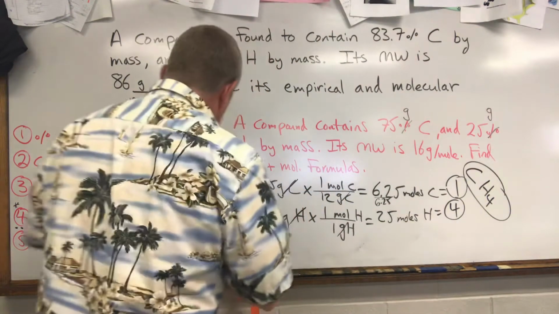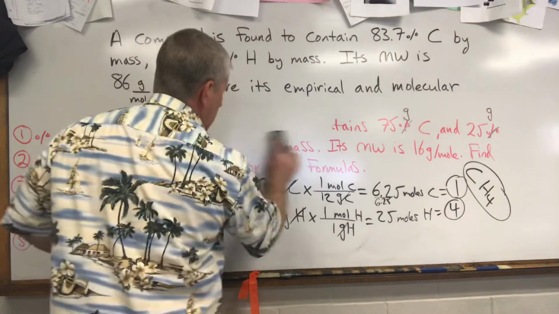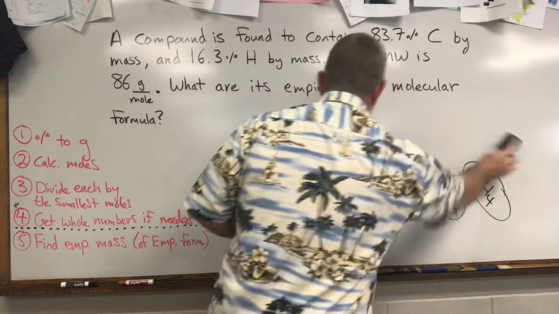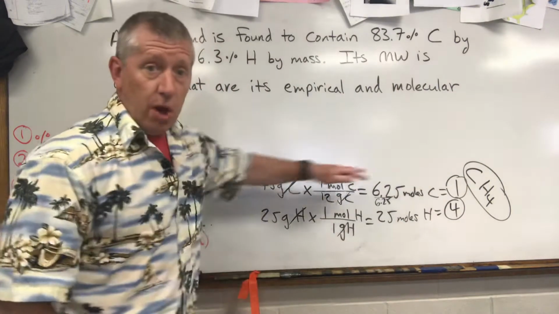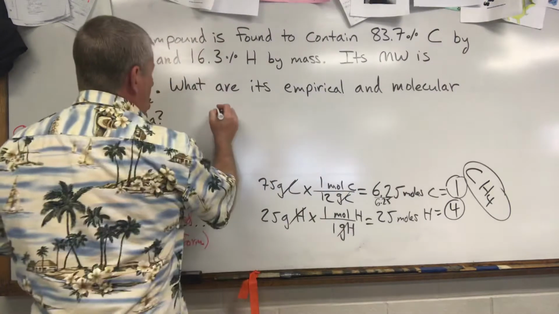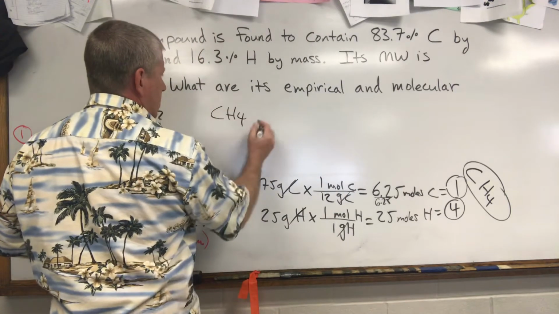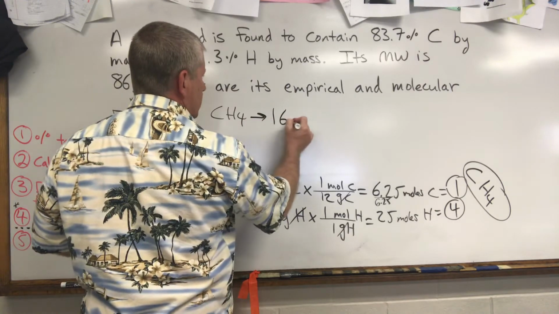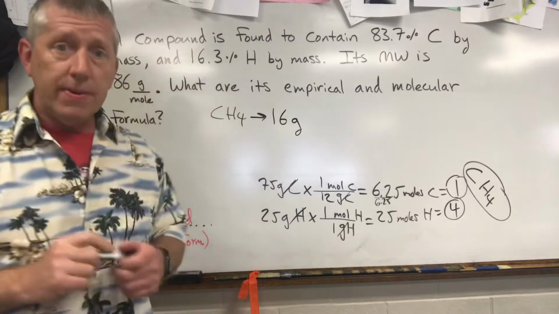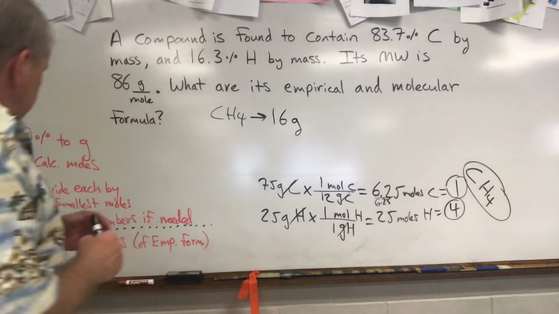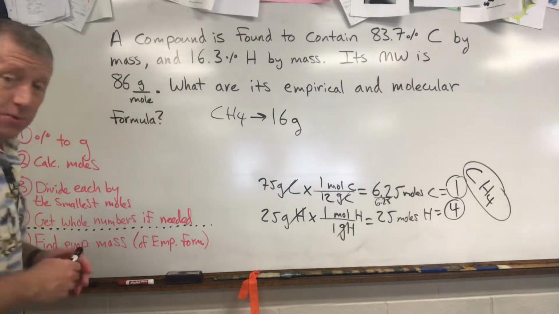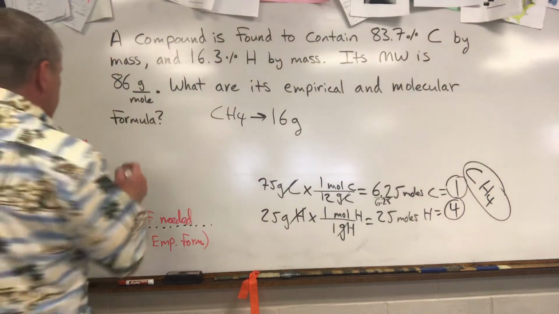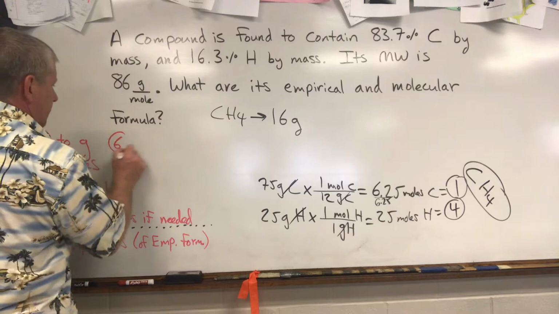Now I am running out of room here, so I'm going to get rid of this problem and solve the rest of it up here. So I know CH4 is my empirical formula. I know if I add this up, the mass is 16 grams. That's the mass of that empirical formula. All right, step 6. I didn't have room to write step 6. I was afraid you weren't going to be able to see it on the board.